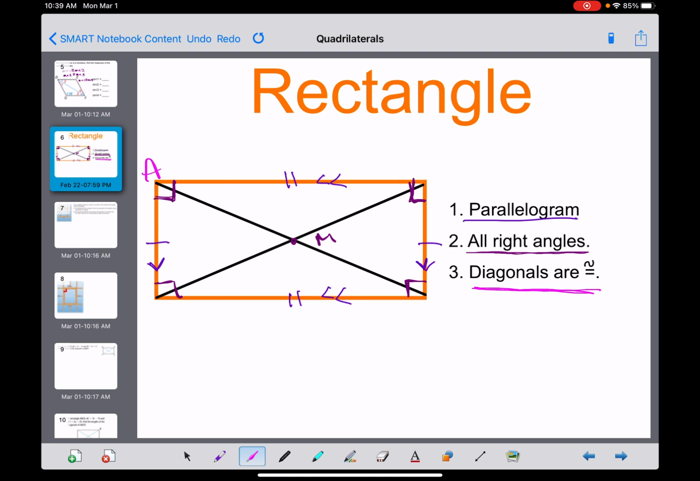So if I labeled this as rectangle ABCD, diagonal A to C, that entire length, is going to be equal to diagonal BD. Since they're all congruent measures, that means every single one of these diagonal midpoints, so from D to M, from M to B, from M to C, from M to A, all those measures are congruent as well. So we're going to use that to solve some problems.